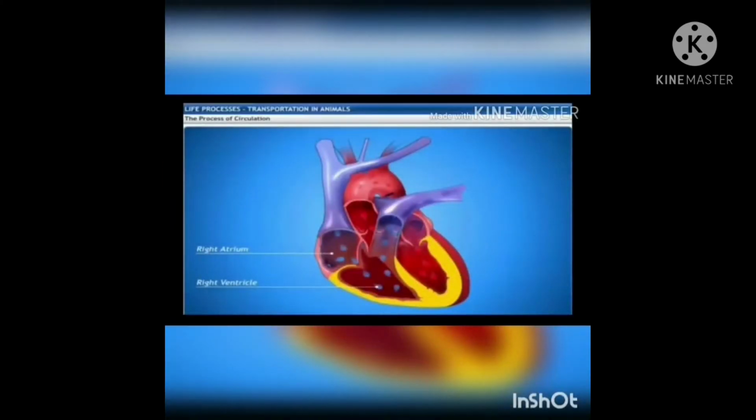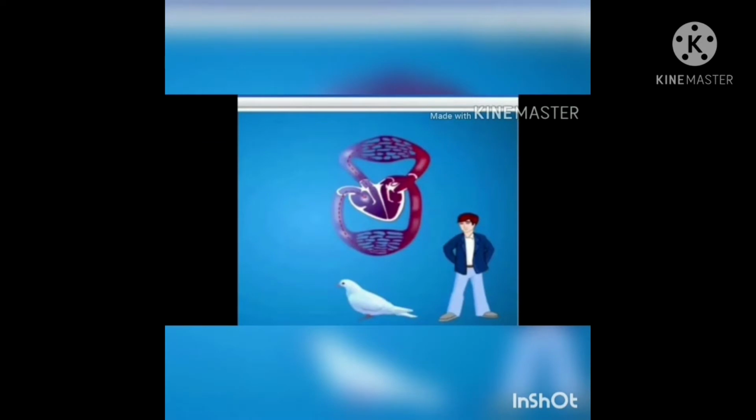Listen children, the separation of the right side and left side of the heart is useful to keep oxygenated and deoxygenated blood from mixing. Such separation allows a highly efficient supply of oxygen to the body. This is useful in animals that have high energy needs such as birds and mammals, which constantly use energy to maintain their body temperature. Means they are the warm-blooded animals.